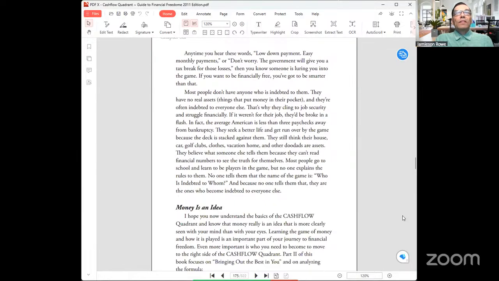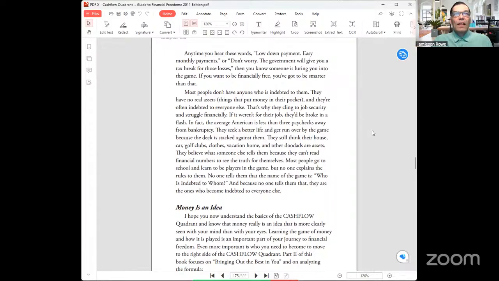Anytime you hear these words, low down payment, easy monthly payment, or don't worry, the government will give you a tax break for those losses, you know someone is luring you into the game. If you want to be financially free, you've got to be smarter than that.